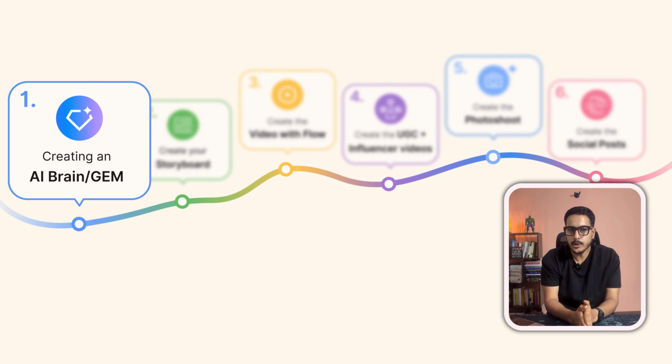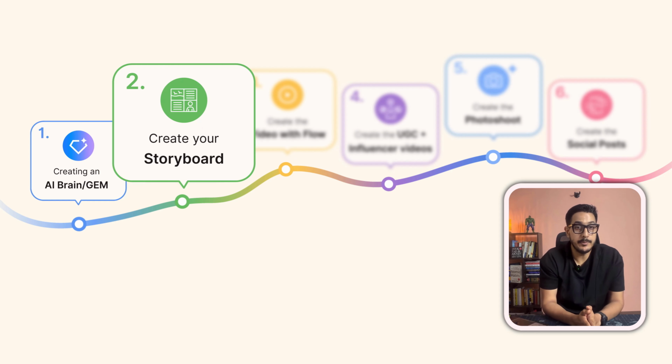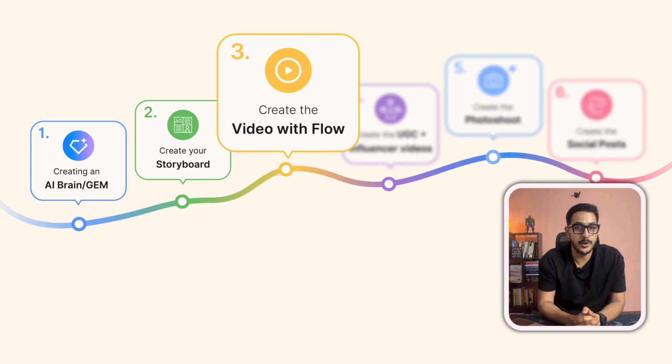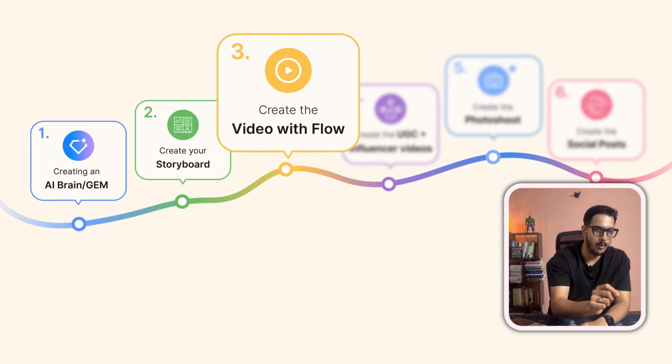Number one, we're going to build a Google AI brain. It will be called a gem, and it will have all your brand assets, your brand context, everything. Number two, we're going to write a scene-by-scene storyboard with Gemini, just like a movie director. Number three, we're going to create the actual brand video using Google Flow.